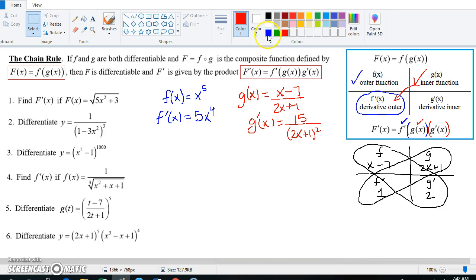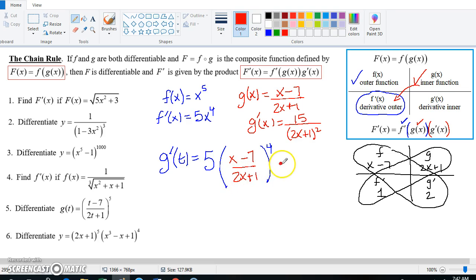Okay, let's find the derivative of our composition, quotient to the 5th power. So I start with g prime of t is equal to 5 something to the 4th power. What goes inside here? The g of x function. And then I multiply by 15 over 2x plus 1 squared.